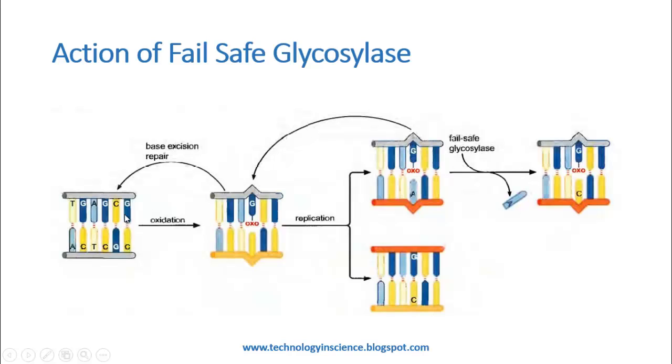So here, due to oxidation, the guanine became oxidized, and the fail-safe glycosylase comes into action and restores its function. So it corrects the damaged base.